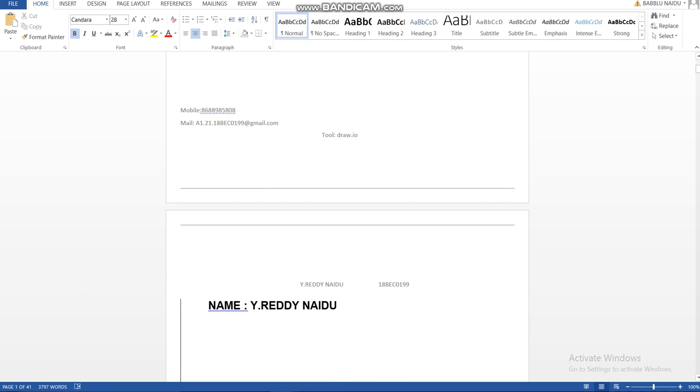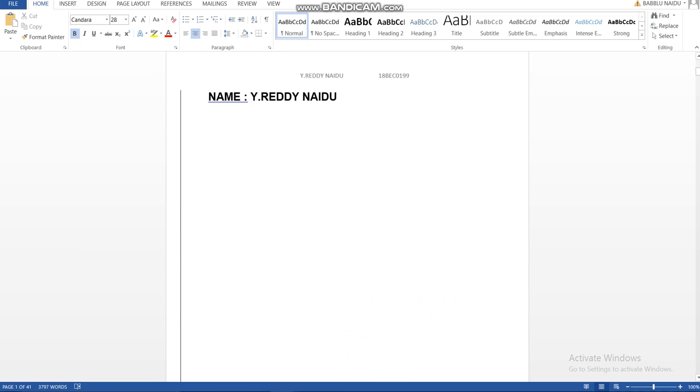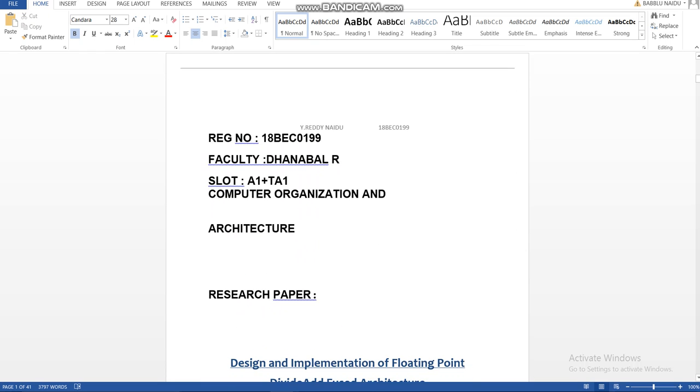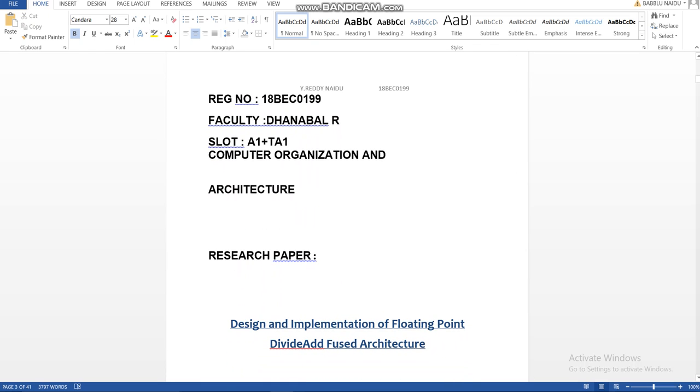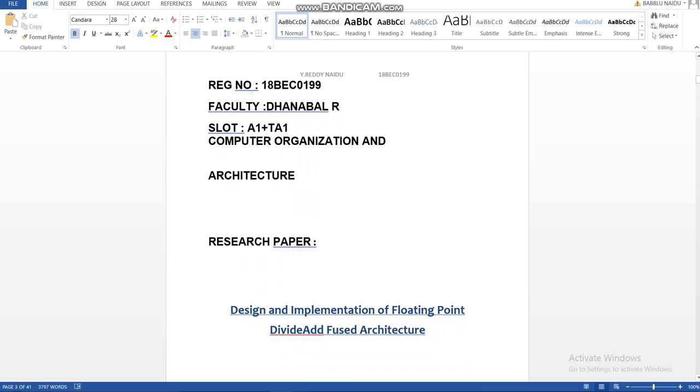Hi guys, my name is Reddy Naidu, registration number 18BEC0199. My DA is to test the design and implementation of a floating point add and divide fused architecture.